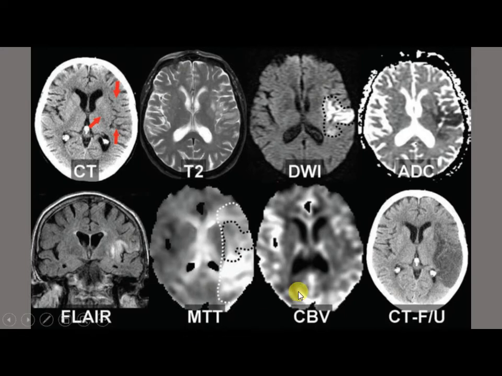So if you see these areas, which are far away from the signals seen in the T2 and in the diffusion, these areas represent areas at risk of ischemia. This is the penumbra, the areas that are still alive. If no treatment is done, the ischemia will progress.